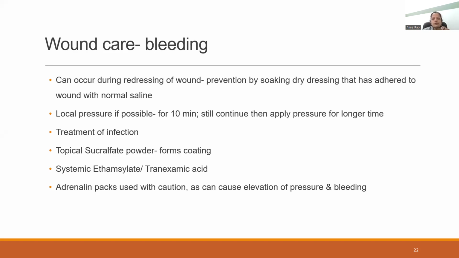Sucralfate powder is available, so you can sprinkle it locally. It will form a coating and help in treating the bleeding. Systemic use of ethamsylate and tranexamic acid is also done. Many times adrenaline packs can also be used for the bleeding, but of course it should be used with caution because it has a tendency to cause elevation of the blood pressure, so it can cause further bleeding. So we need to find out how good it is for the particular individual.